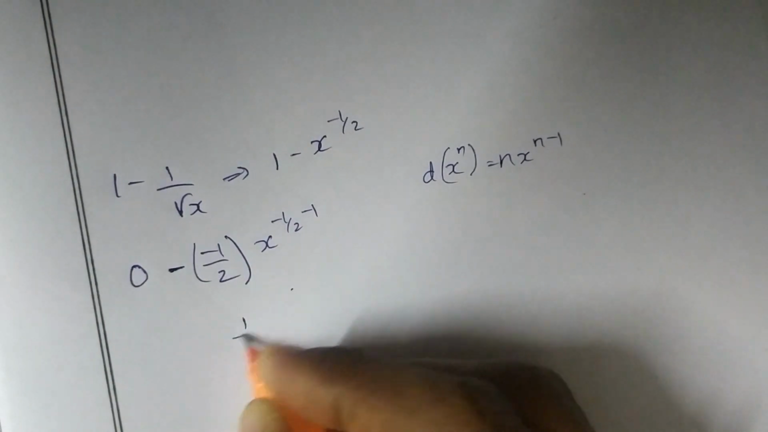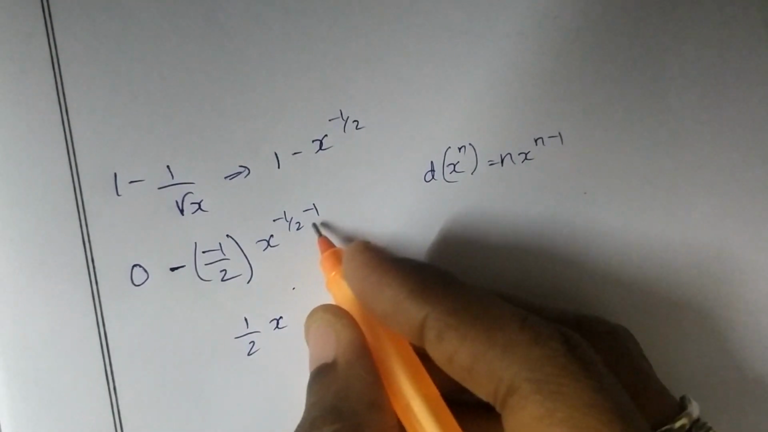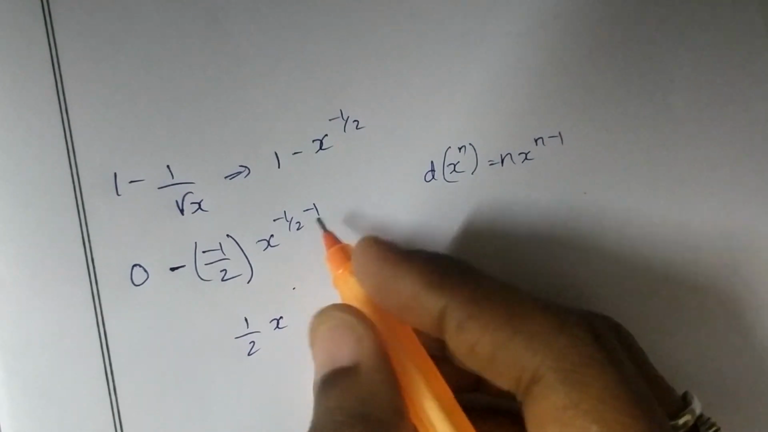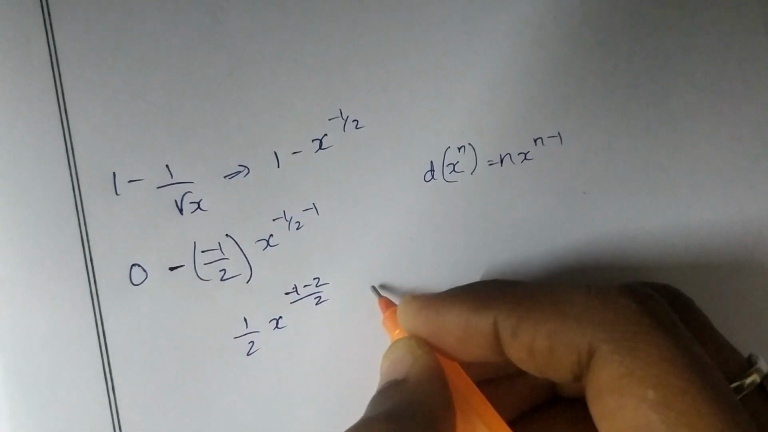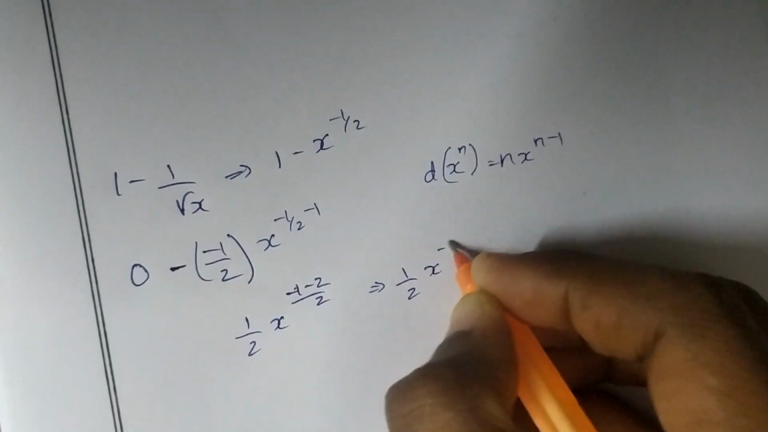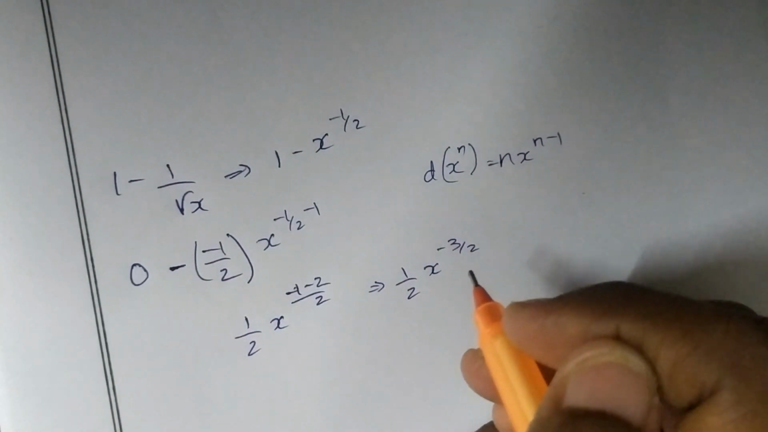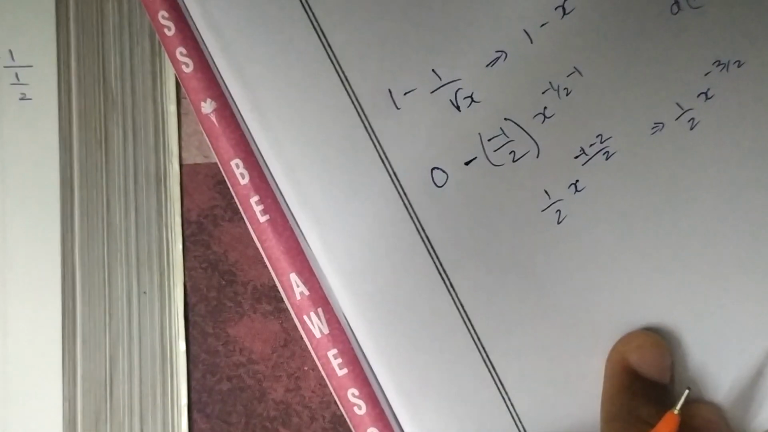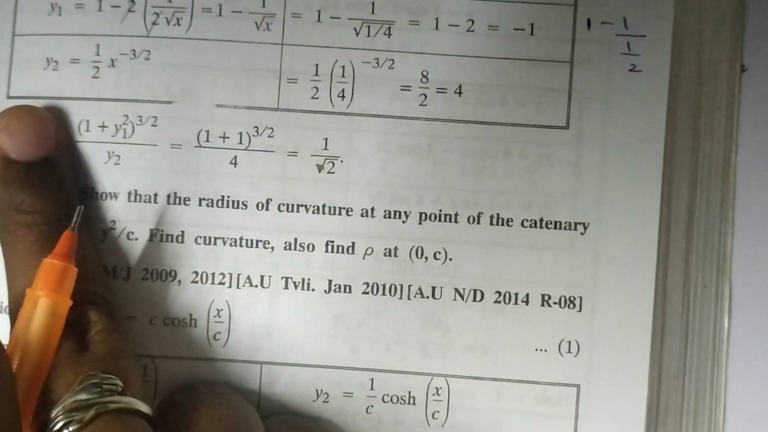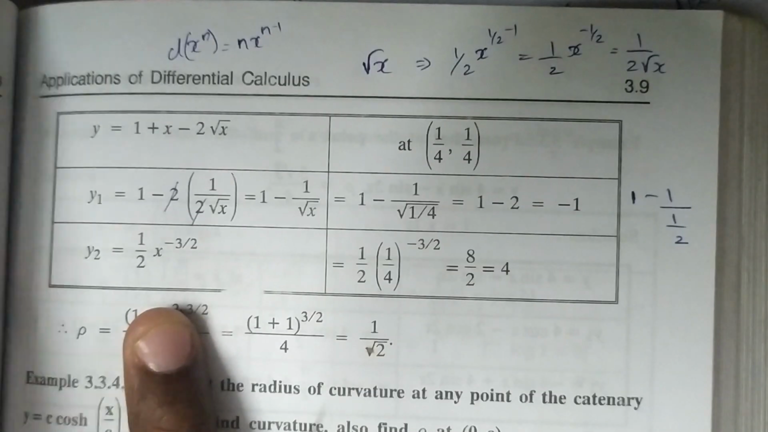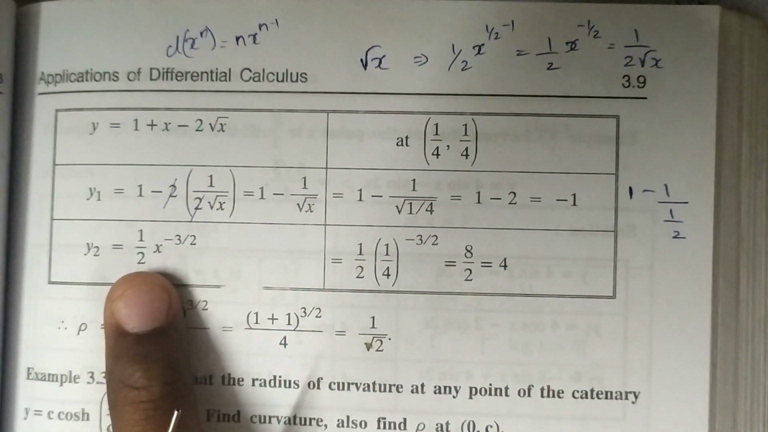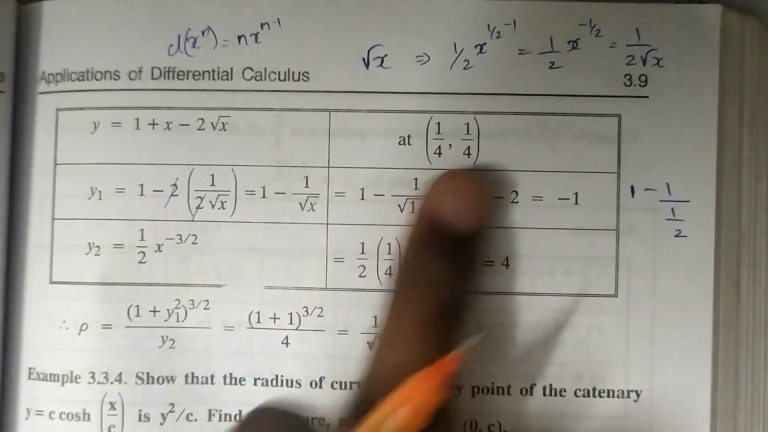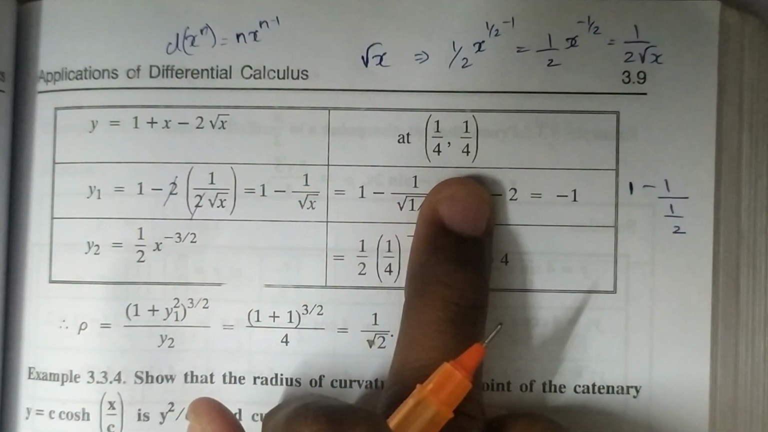Minus into minus is plus 1 by 2 x power. If you take the LCM, you will get minus 1 minus 2 by 2. So it's 1 by 2 x power minus 3 by 2. That is what they have done: y2 is equal to 1 by 2 x power minus 3 by 2. Then you have to substitute 1 by 4 instead of this x, at 1 by 4 comma 1 by 4.